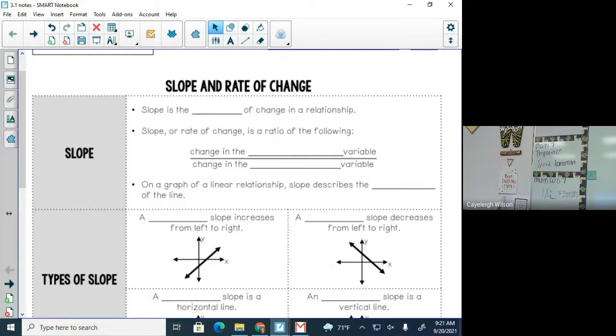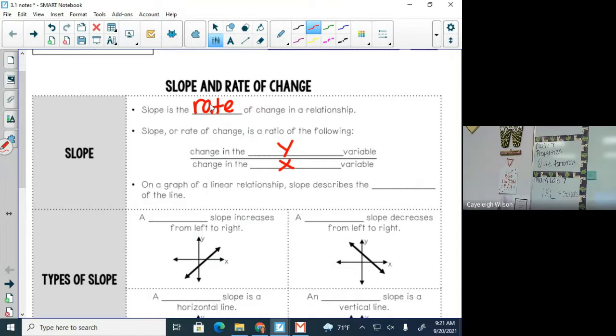So first thing, slope is the rate of change in a relationship. Okay, so slope is how much something changes. In math, slope is talking about how much something changes on a graph. And slope or rate of change, so those are interchangeable words, slope and rate of change, is a ratio, so like a fraction of the following. The change in the y variable over the change in the x variable.